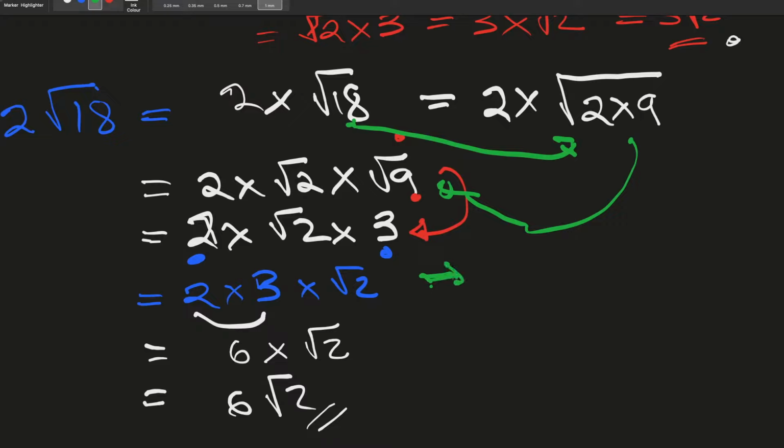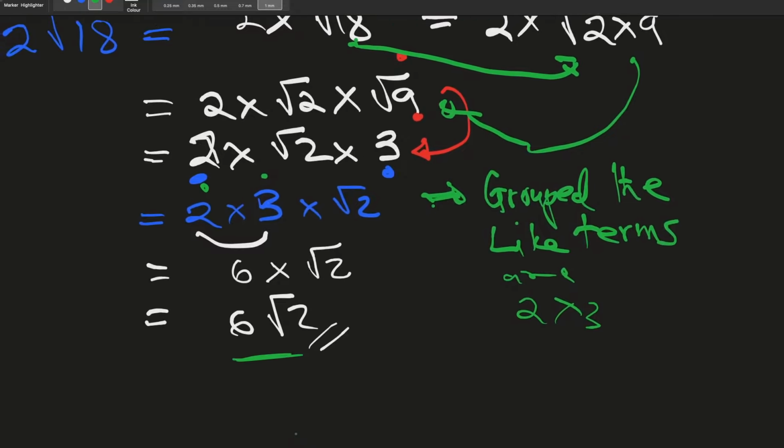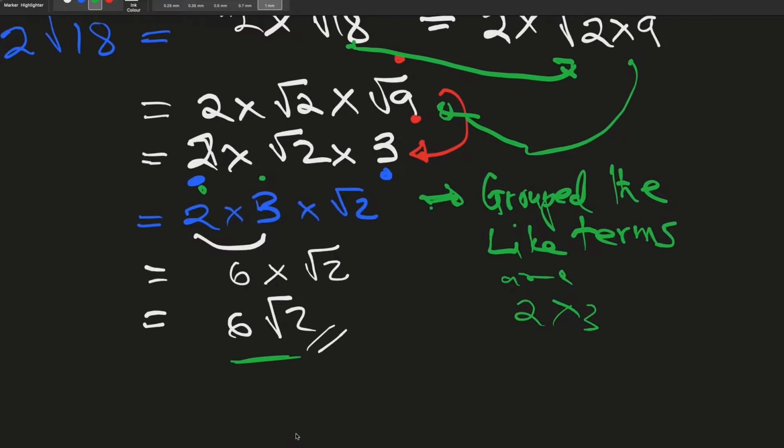Okay, what did we do? We grouped the like terms. And our like terms are 2 and 3. Okay, so 2 times 3 times root 2. And we know that 2 multiplying 3 gives us 6. And the 6 is multiplying root 2. And that gives us 6 root 2. Beautiful. Now let's go on and tackle the next one.